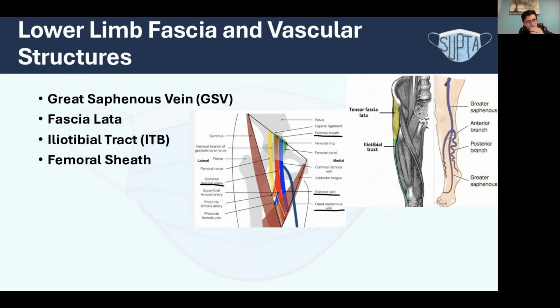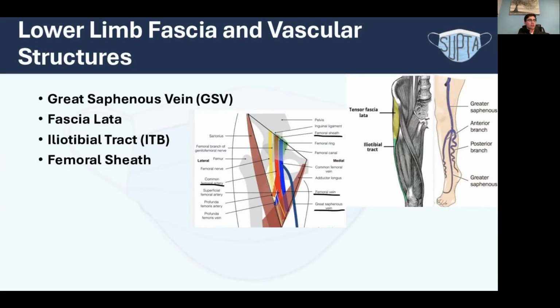So let's just go through structure by structure and everything will make sense, hopefully. The first one is the great saphenous vein. As you can see here in the left picture, the great saphenous vein drains into the common femoral vein. To describe it in a fancy anatomical way, it ascends up the medial side superiorly, and then it feeds into the femoral vein. So this is how you would describe it.